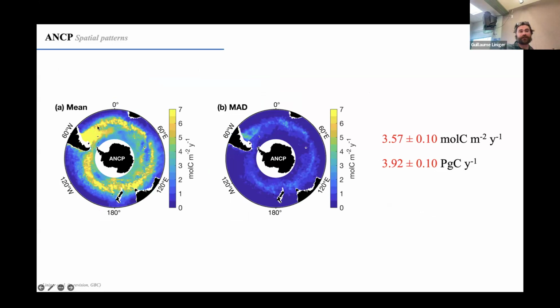And the main difference is that there's a big peak in ANCP near the Patagonian shelf and south of South America. And we also highlight that where we got this highest ANCP is also where we got the highest uncertainty and difference in the mean absolute deviation in our estimates. And if we average everything, we end up with an estimate of 3.55 mole of carbon per meter square per year and a 3.9 petagram of carbon.